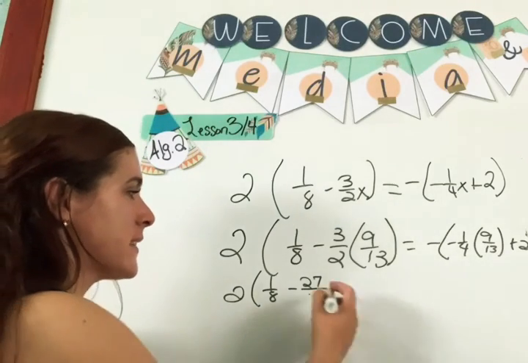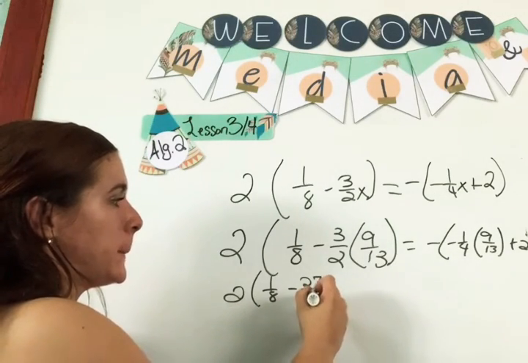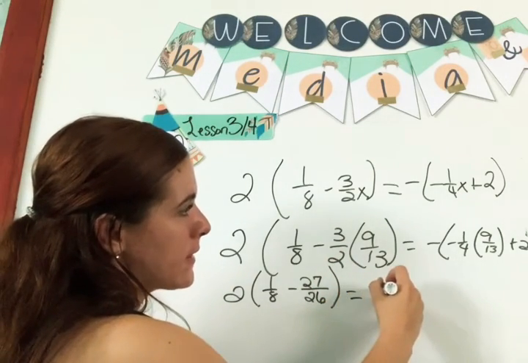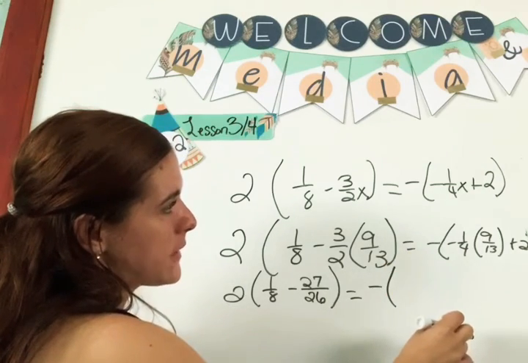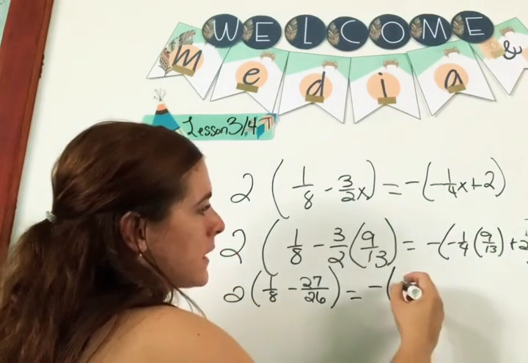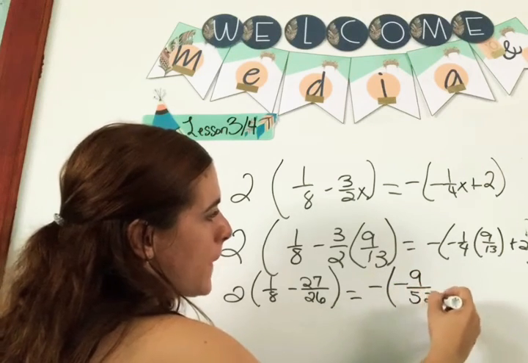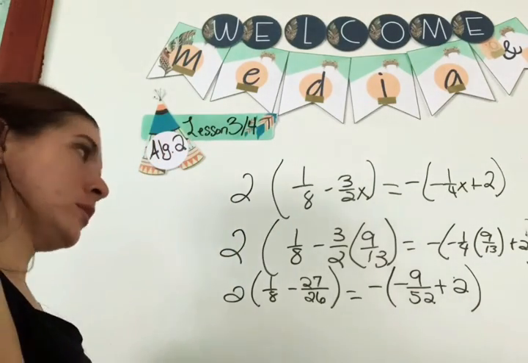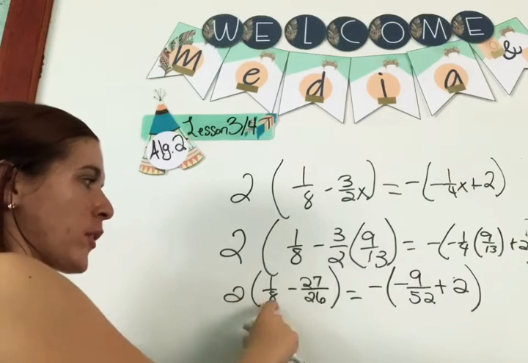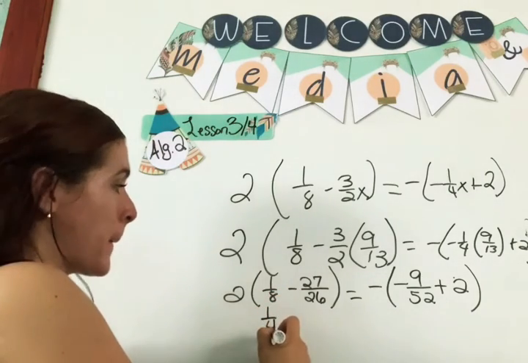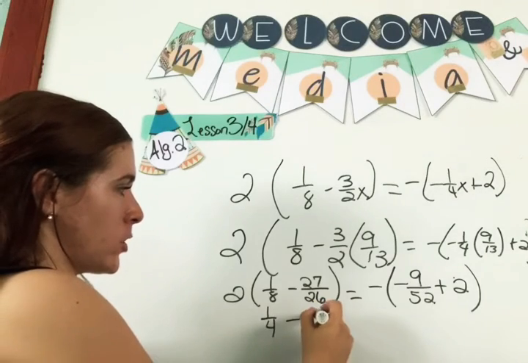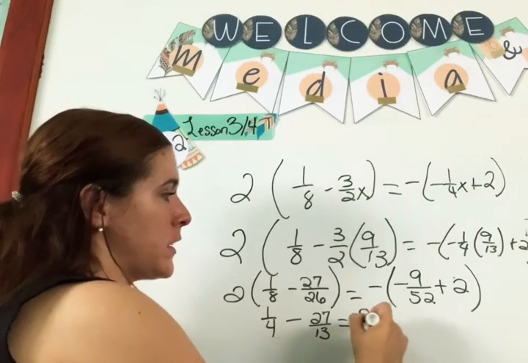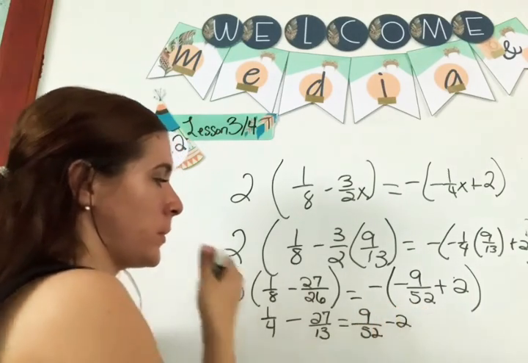Oh yeah, okay. Scared me. Okay, so we have it 26. Here we go. Equals negative 1/4 times 9/13 is going to give you a negative 9 over 52 plus 2. Okay. So then you multiply. I'd multiply this first, because that's going to give you a 1/4. Minus 27 over 13 equals negative 9 over 52 minus 2. Okay.